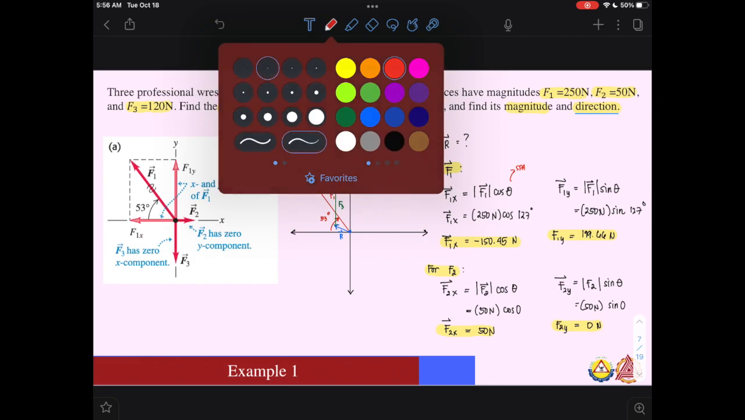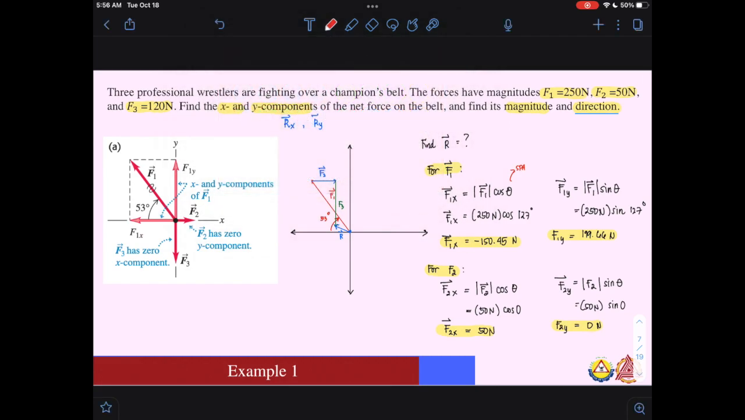Now, the sketch of the problem is given in this manner, class. So look at the sketch in the left-hand side. So the force F1 here is this one. And of course, it's long because it's 250 newtons. F2 is directed towards the right, and F3 is directed downward. Now take note, we have 3 forces.